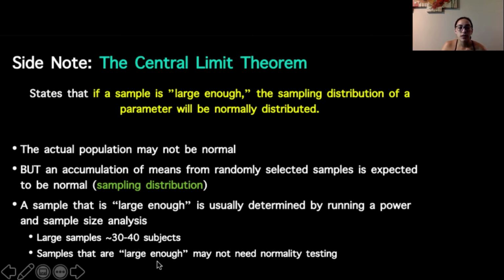Samples that are not large enough may not need normality testing. So if you've got 30 to 40 subjects, you can relatively assume, based on the central limit theorem, that you likely have a normal distribution. It's always good to check your values anyways, just in case you have an outlier. Maybe you can identify a value that was input incorrectly. But usually if you have enough people, normality isn't really a concern anymore because it should naturally happen.